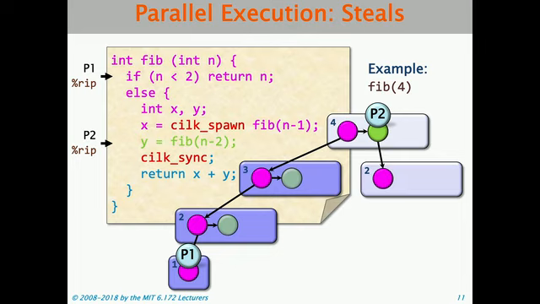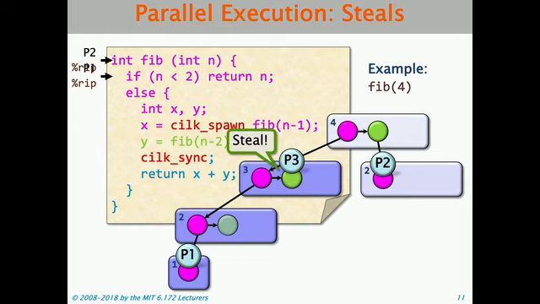That calls fib of 2, creates a new strand. It's just an ordinary function call. It's going to descend into that new frame. It's going to return to the beginning of fib. All that's well and good. Another processor might come along and steal another piece of the computation. It steals another green strand.